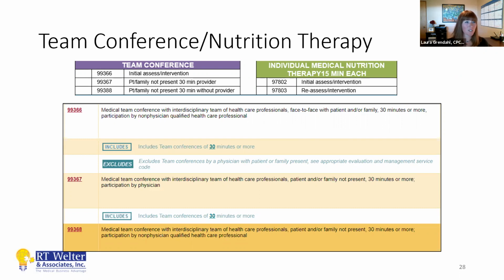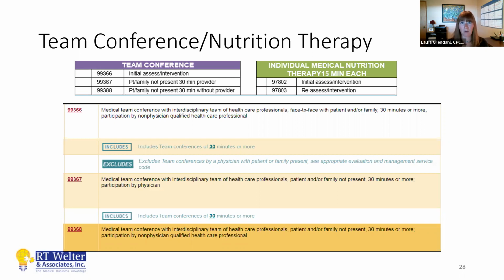Moving on to team conferences and nutrition therapy. As we were looking through one of the encounter forms that was given to us as one of the tools that clinics can use for their day-to-day, we noticed a really big typo here, and we wanted to draw attention to it really quickly.